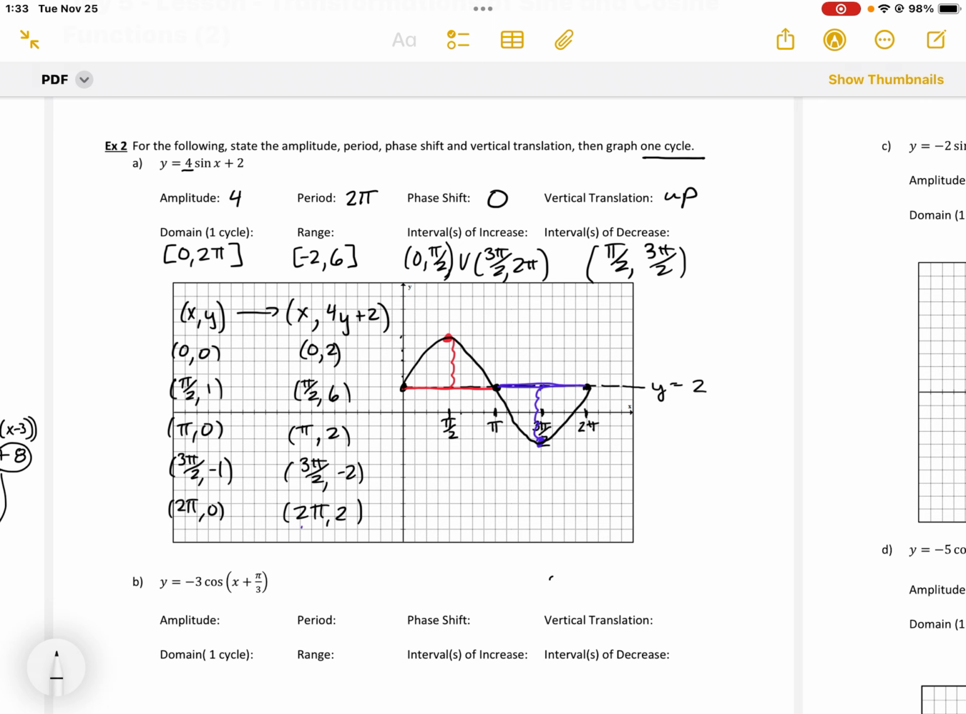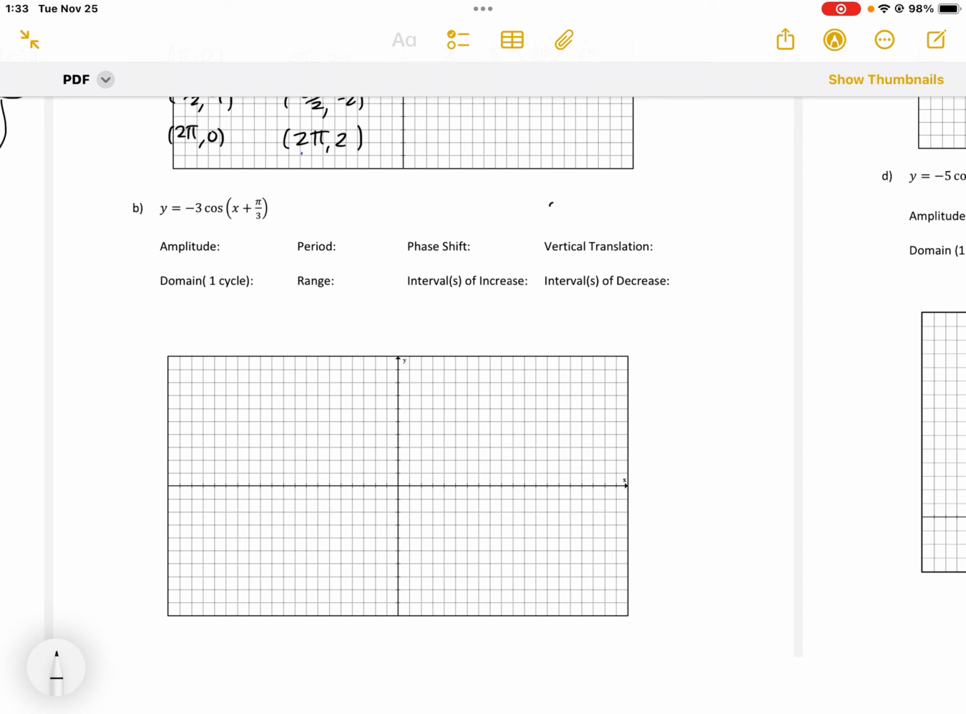Okay, let's try one more example here. We're going to identify our amplitude as the number in front. The negative just means that we have a reflection. Our period is still 2 pi because we don't have a k value. Our phase shift this time is pi over 3 to the left. And then my vertical translation is going to be 0. I'm still on my equation of the axis. And then my second row, I'm going to fill in after the fact.